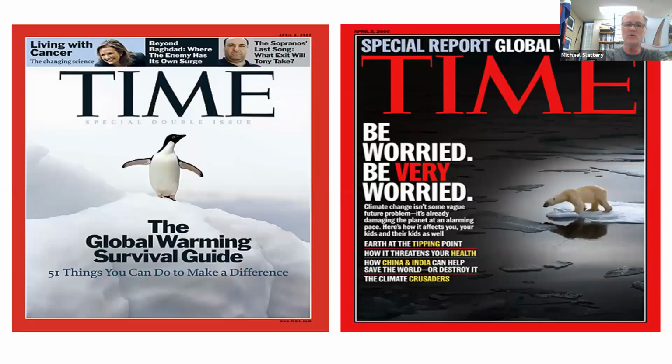These are also pretty dated. But here's Time magazine. Again, I want you to look at the wording here. The one on the left is the Global Warming Survival Guide. Oh my God. Now we've got a guide on how to survive global warming. 51 things you can do to make a difference. I'm going to do 51 things to try and survive this. I don't think that's especially helpful.